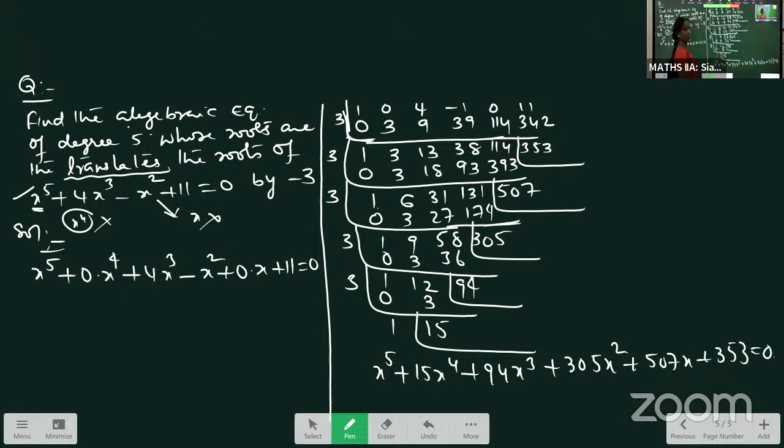Did you understand this? See, once again, I am repeating the same question. Here the x power 4 term is missing, so we write 0 for it, then 4x cube, and here minus x square. After that the x term is missing, that's why we are writing 0 into x plus 11. So all the coefficients whatever are there, you write here. After that, as usual, the synthetic division.